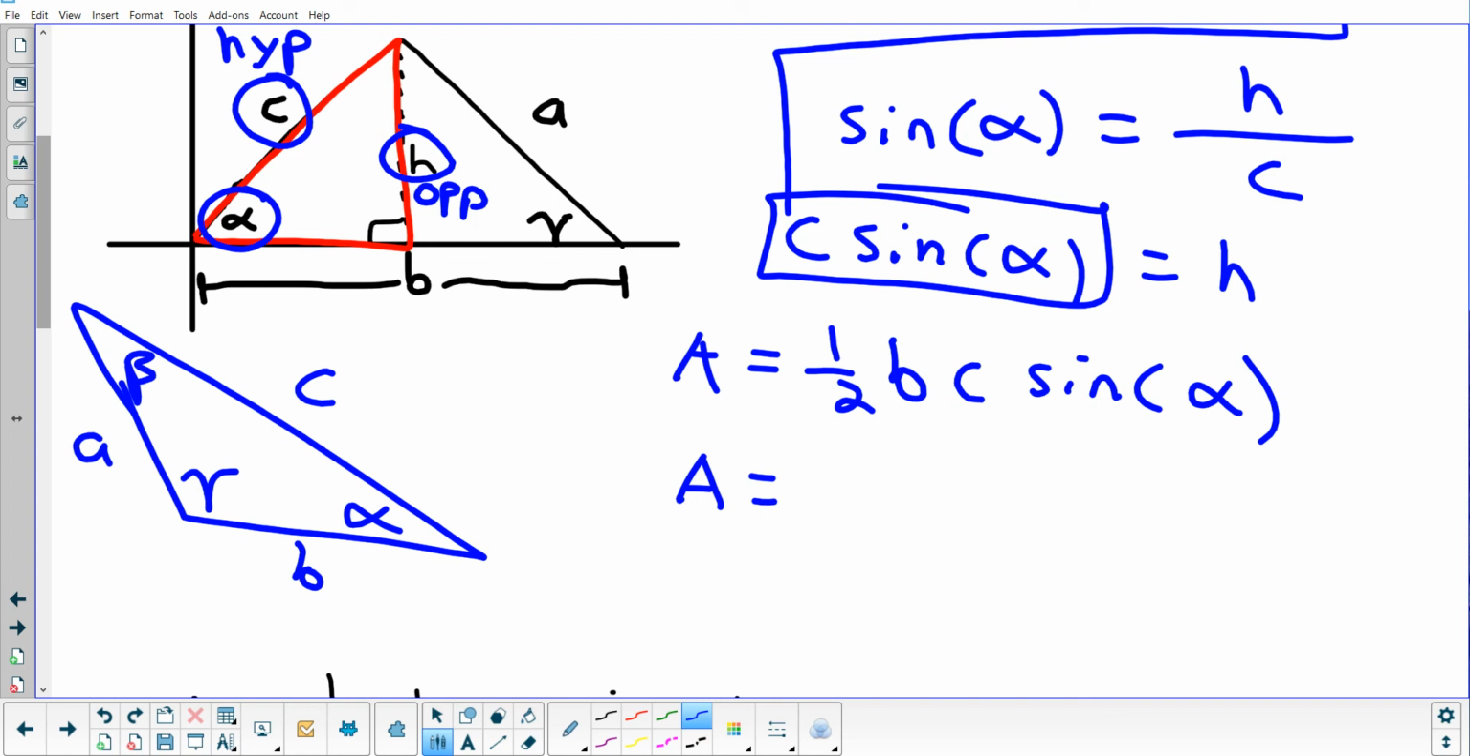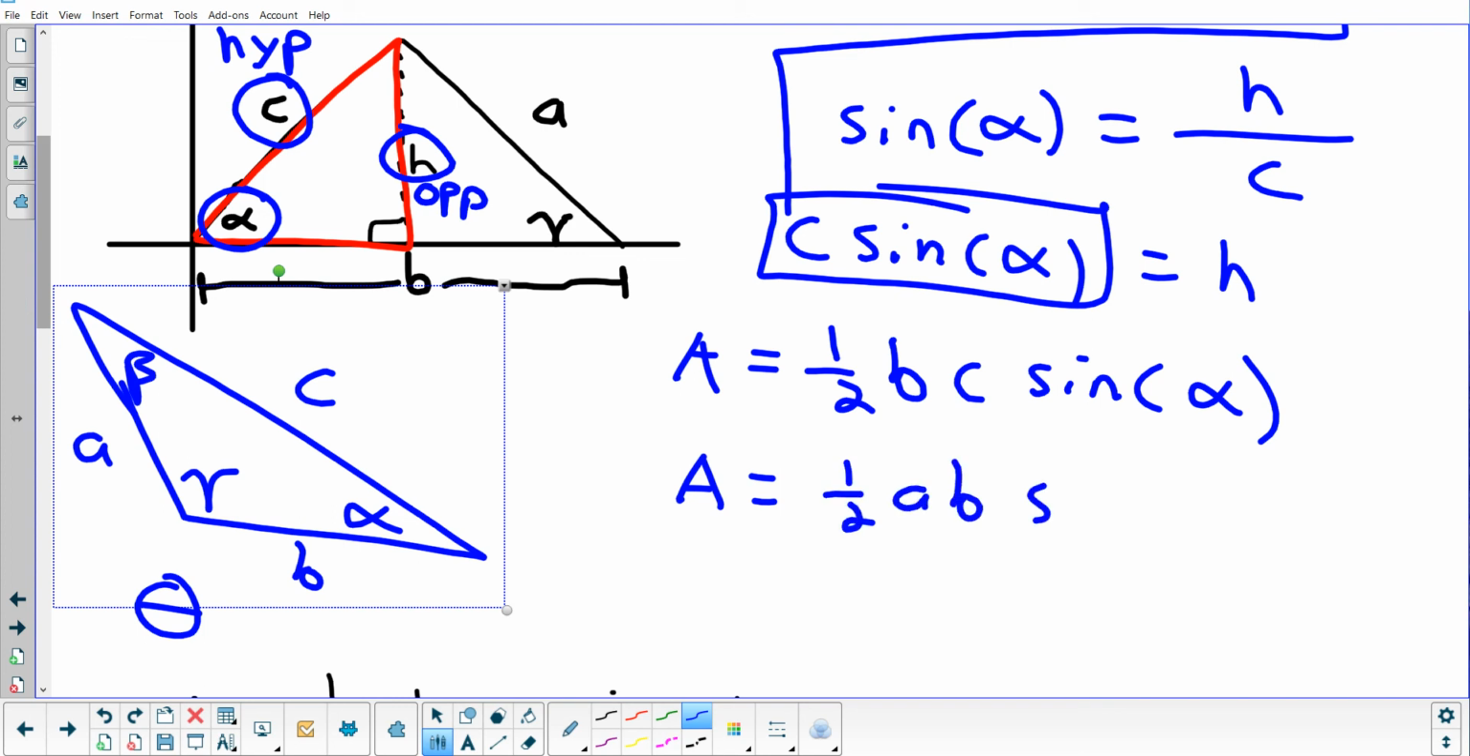Yep. A equals 1/2 AB sine of theta. AB sine of what? Theta. That's theta. Oh, that one? Gamma. You sure? Okay. 1/2 AB sine gamma. So that's a second way. Can anybody give me one more way?